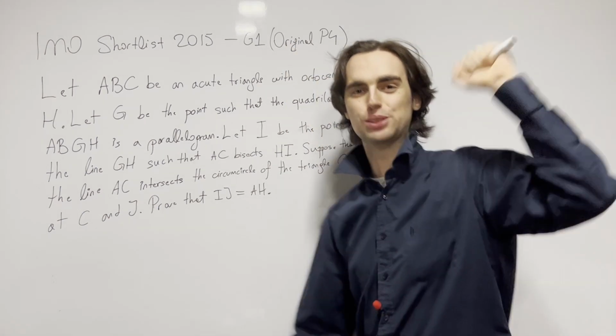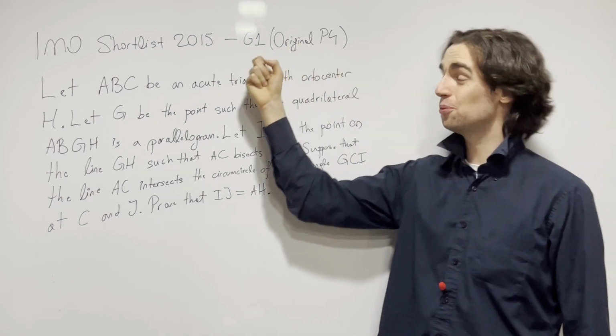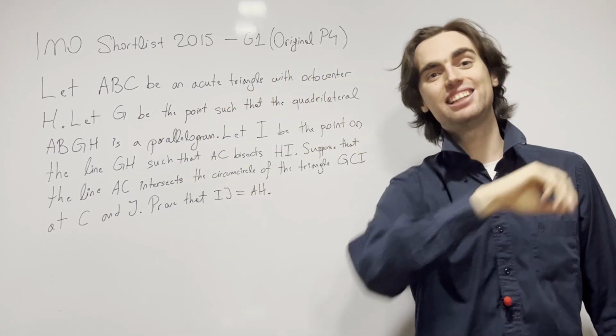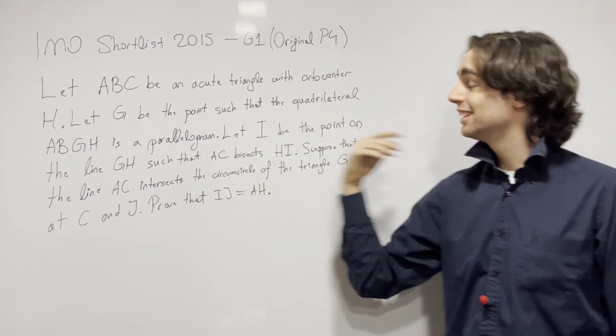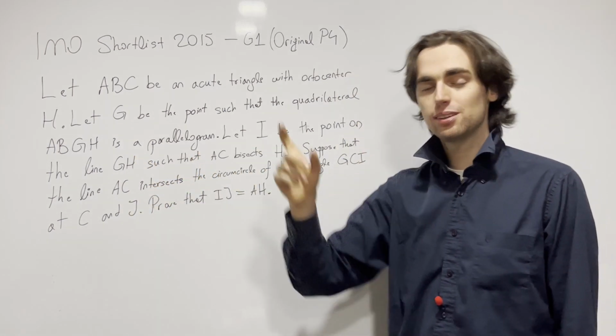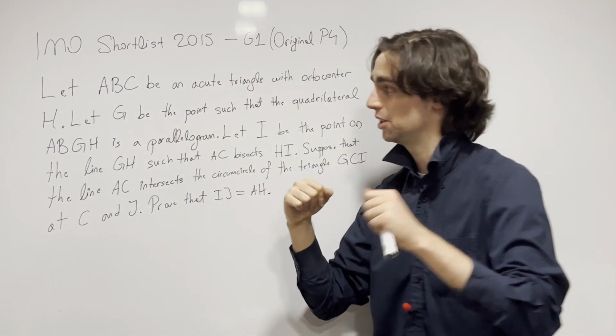Hello fellow problem solvers. So we're already doing a problem from the 2015 IMO shortlist, problem number G1. And this is the original intended problem number 4 at the IMO. The reason why I wasn't at the IMO was because the problems from day 2 accidentally got out. I talked about that in my IMO shortlist 2015 problem A1 video.